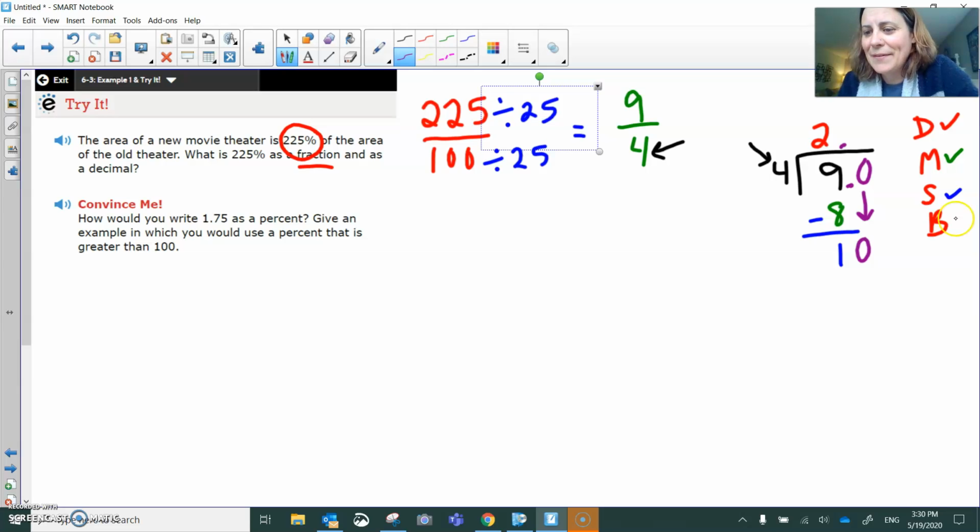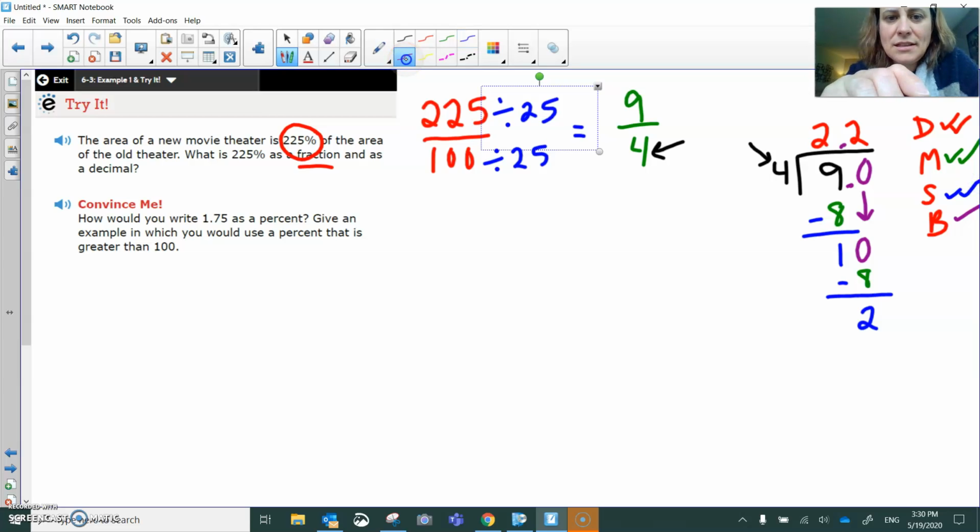Okay, so now we're going to do it again. How many times can we divide a 4 out of 10? Again, you can do it twice. So we've divided. Now we're going to multiply. 2 times 4 is 8. And then our next step is to subtract. 10 minus 8 is 2. And then, since it wasn't 0, that means we're going to bring down another number. We're going to bring down this 0.